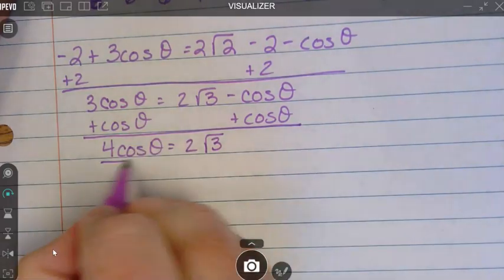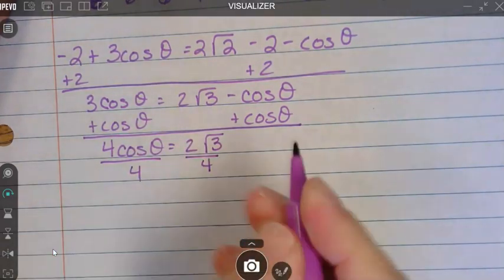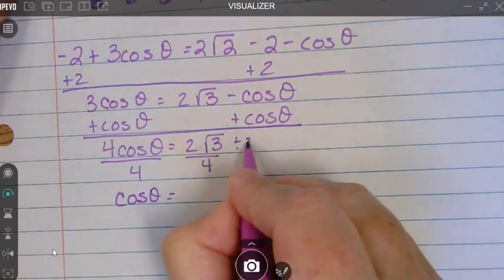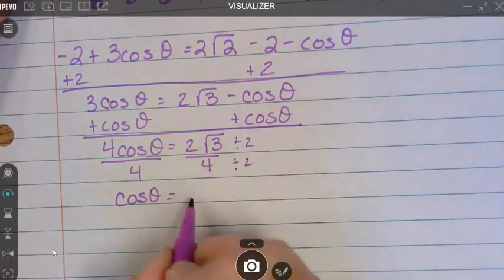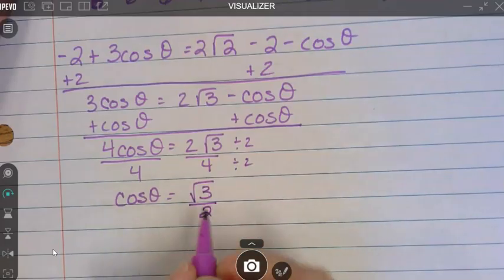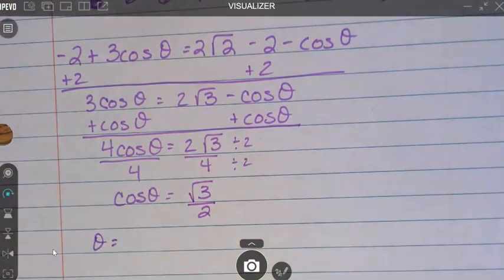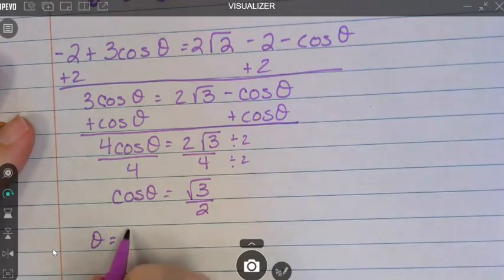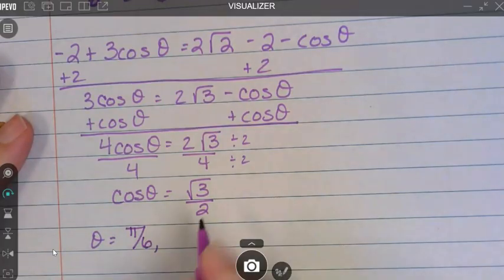Okay, divide by 4. And I can reduce this by 2. And we get square root 3 over 2. Okay, and so we look at the unit circle. Cosine is square root of 3 over 2 positive at pi over 6 and 11 pi over 6.